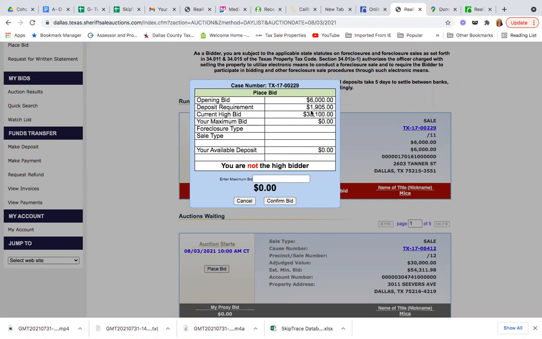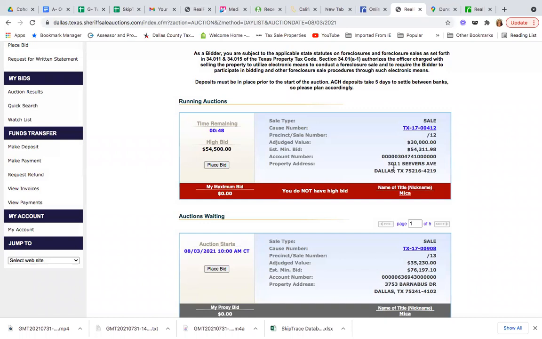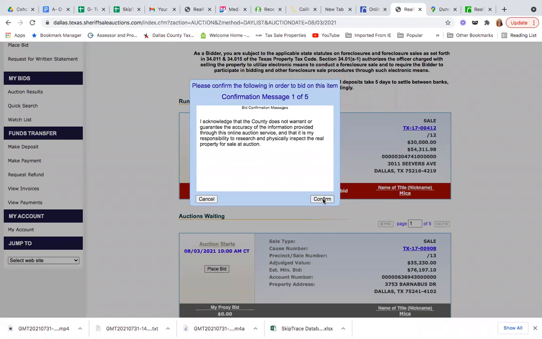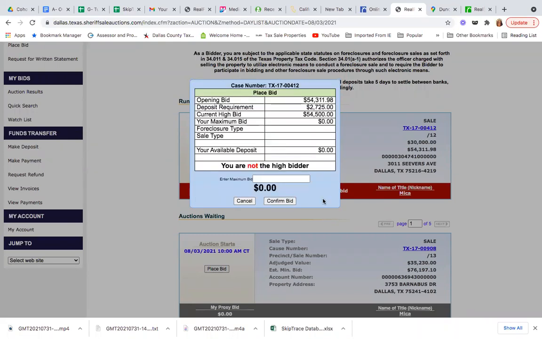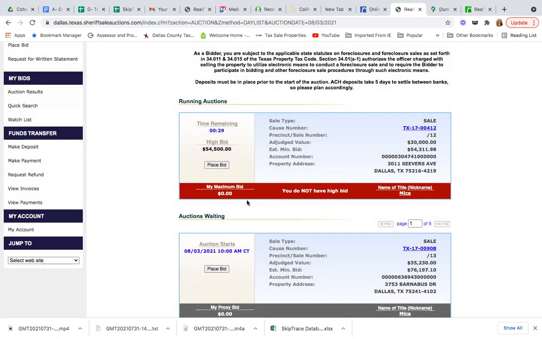So I would suggest, depending on your budget and what you're going to be bidding on, that you do a high deposit. We're going to go to the next one, which is now 3011, and see what their deposit requirement is. They're all different. See, this one's 2,700. One of the things I've noticed about Dallas is their deposit requirement is a little bit different. Whereas with bid for assets, when you bid on their platform, it's just a flat deposit fee, so it doesn't vary from property to property.